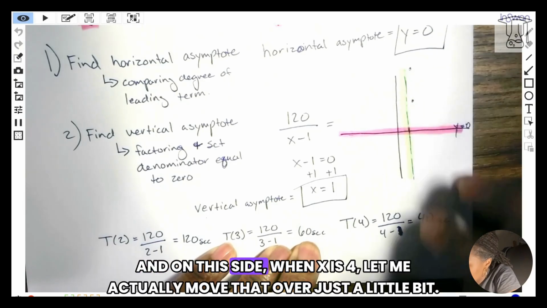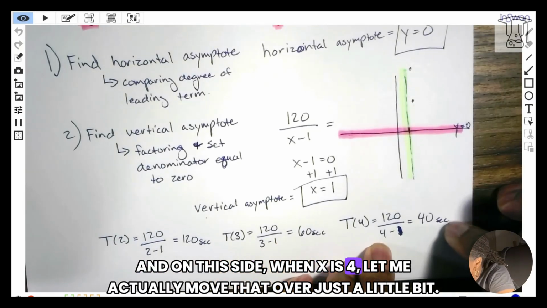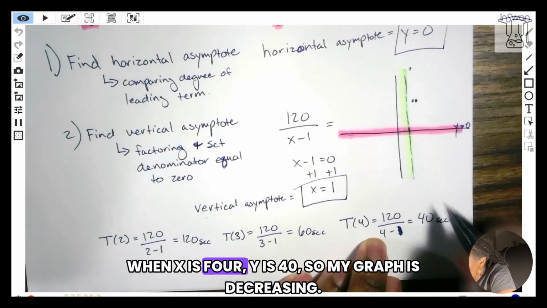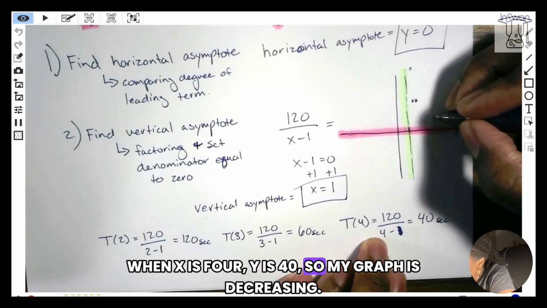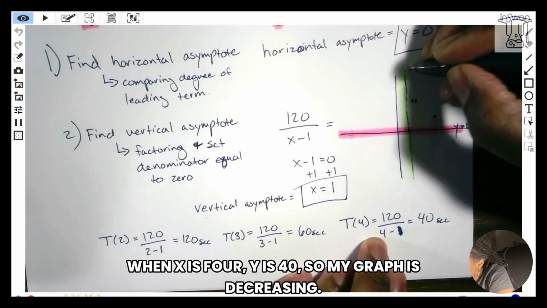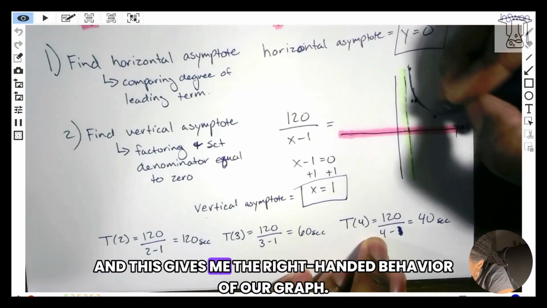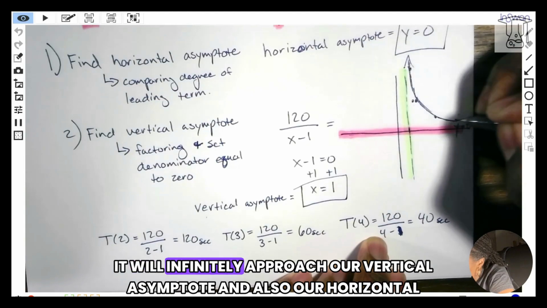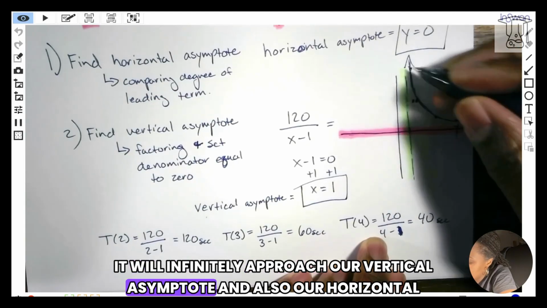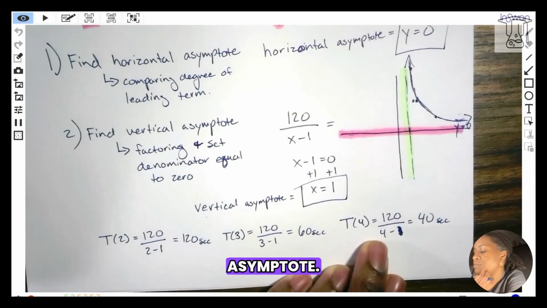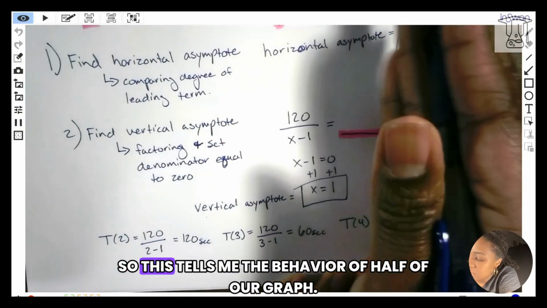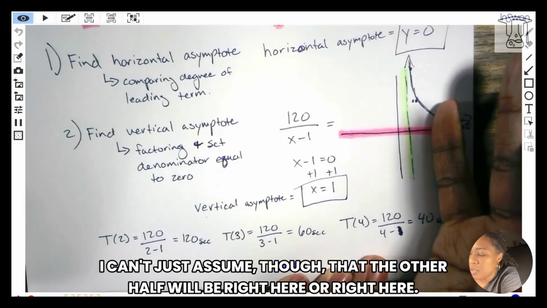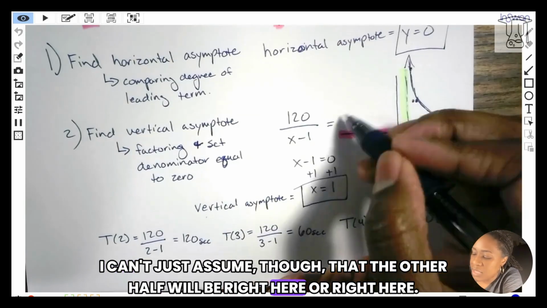And on this side, when x is 4, let me actually move that over just a little bit. When x is 4, y is 40. So my graph is decreasing. And this gives me the right-handed behavior of our graph. It will infinitely approach our vertical asymptote and also our horizontal asymptote. So this tells me the behavior of half of our graph. I can't just assume, though, that the other half will be right here or right here.